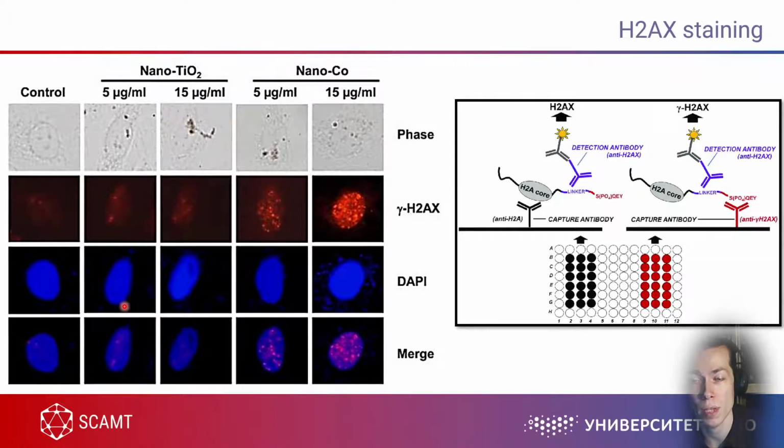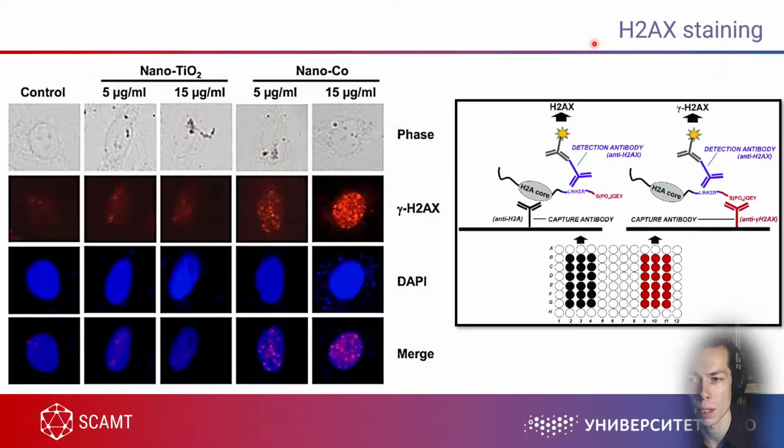But they also performed other tests in the same paper, H2X staining. H is a family of histones, a family of proteins which are used as core proteins to wrap DNA around them in the cell nucleus. So phosphorylation of these histones is a marker of double strand damage, so damage done to both strands of DNA.